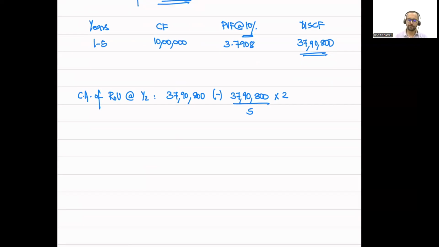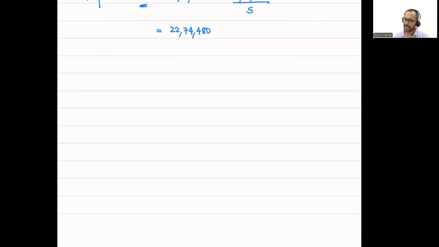2 years have passed by. Therefore, I multiply it with 2 to get the depreciation for 2 years. From 37 lakh 90,800, I reduce this depreciation for 2 years, which gives me 22 lakh 74,480. The carrying amount of the ROU asset at end of year 2 is 22 lakh 74,480.